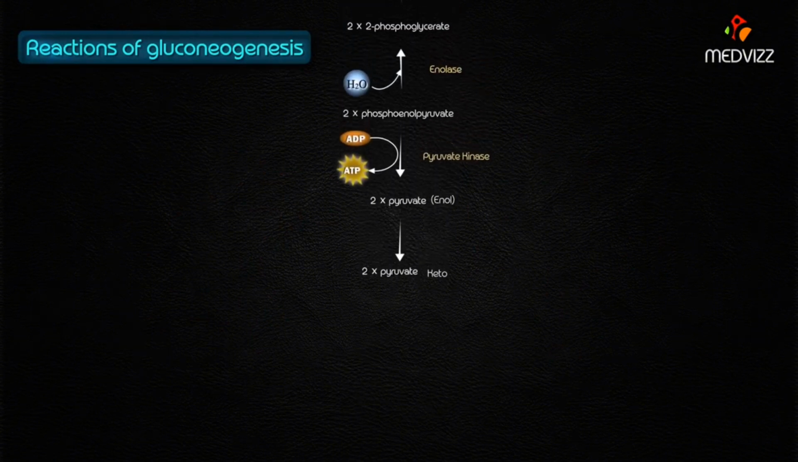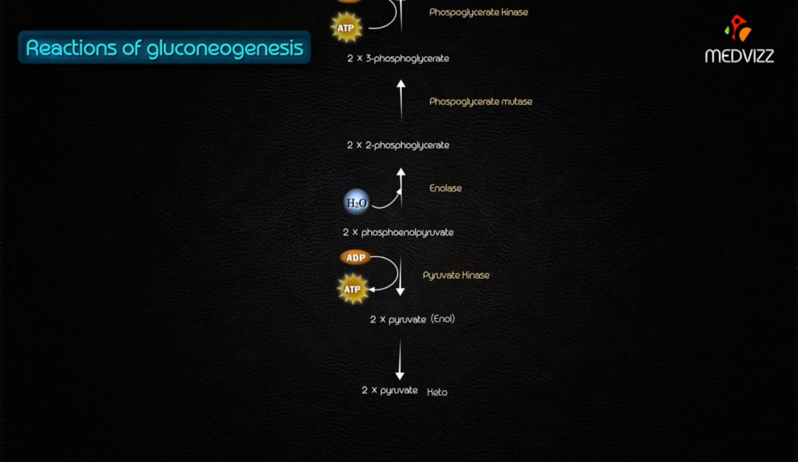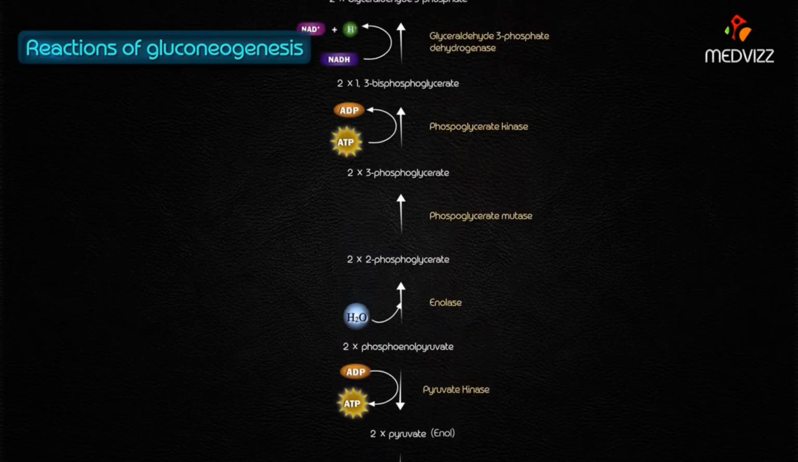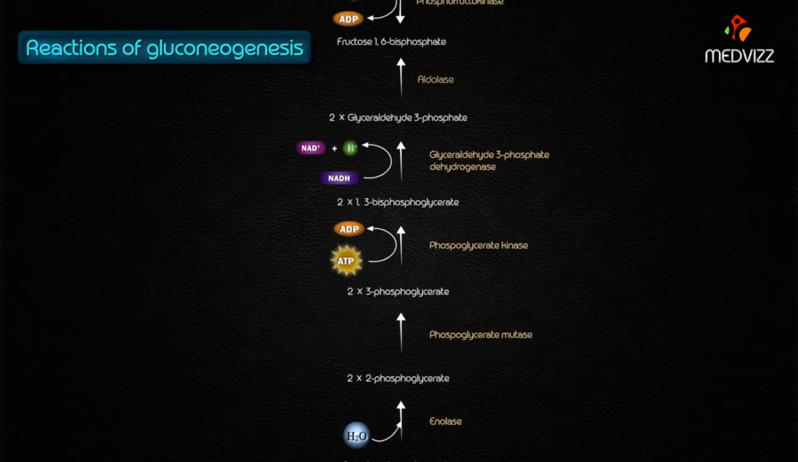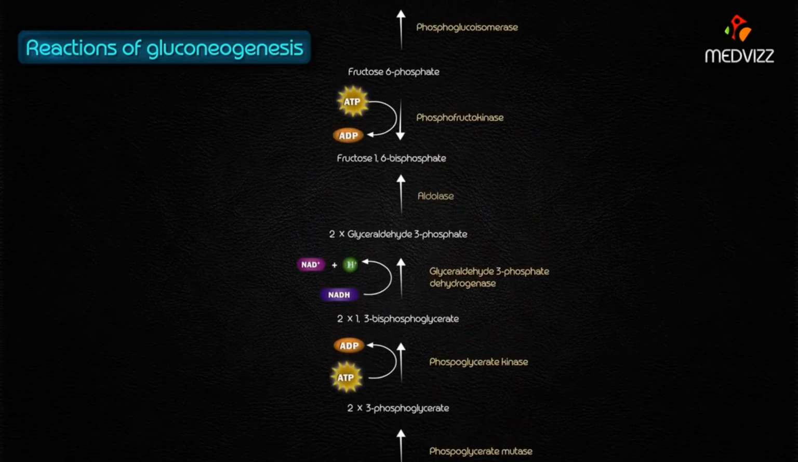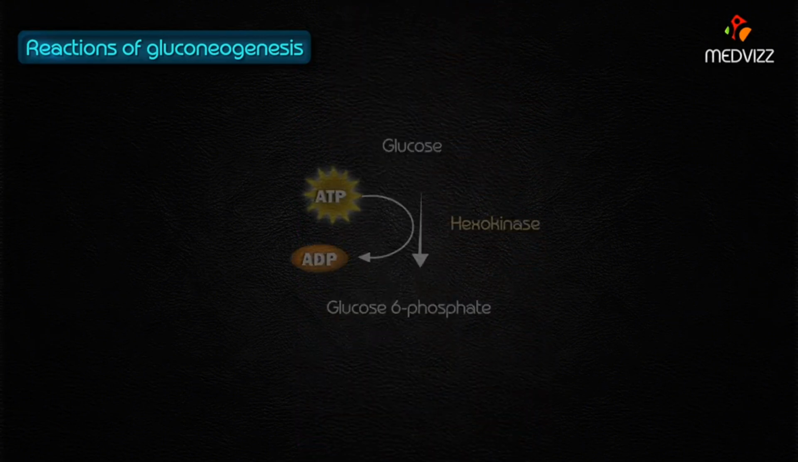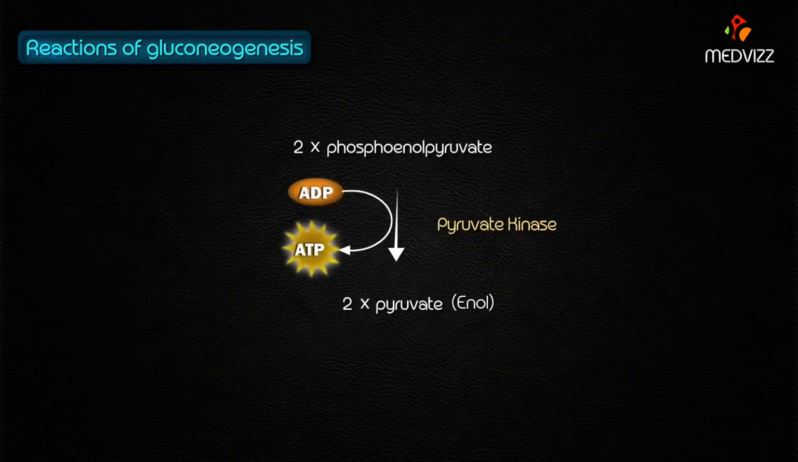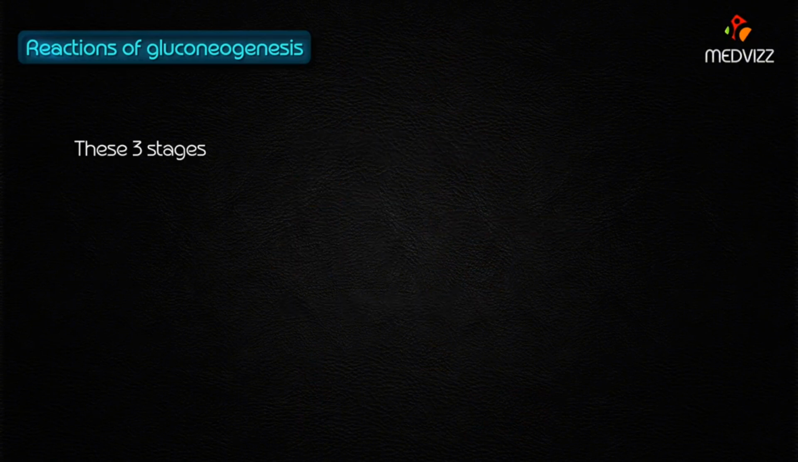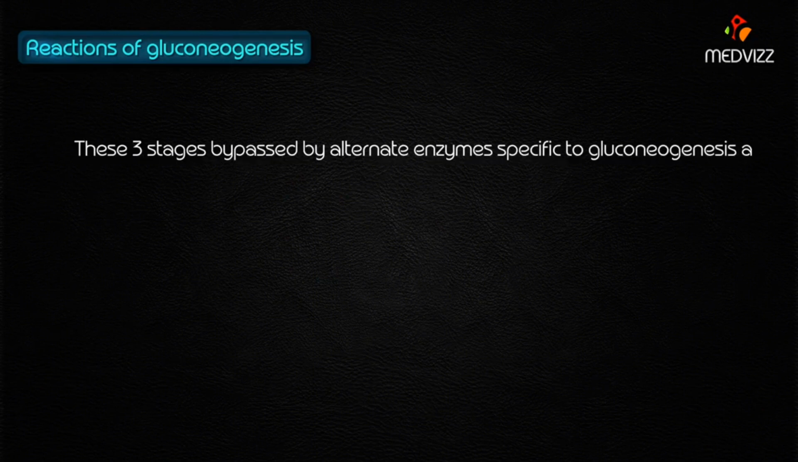Gluconeogenesis closely resembles the reversed pathway of glycolysis, as you can see over here, although it is not completely a reversal of glycolysis, because the three irreversible steps of glycolysis are catalyzed by the enzymes hexokinase, phosphofructokinase and pyruvate kinase. These three steps are bypassed by alternate enzymes specific to gluconeogenesis. Pyruvate carboxylase is the first enzyme.